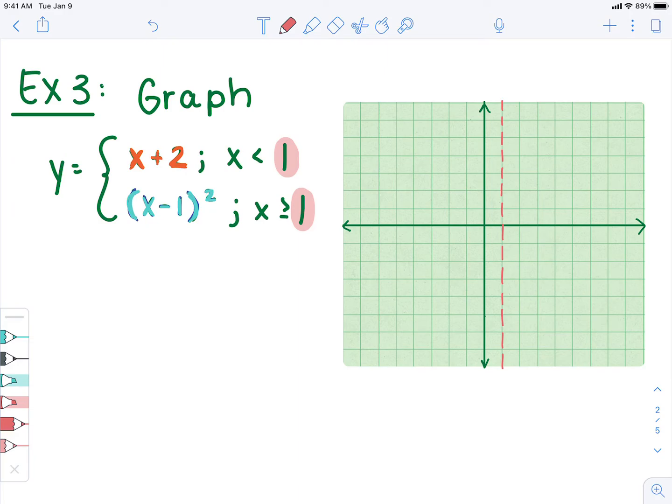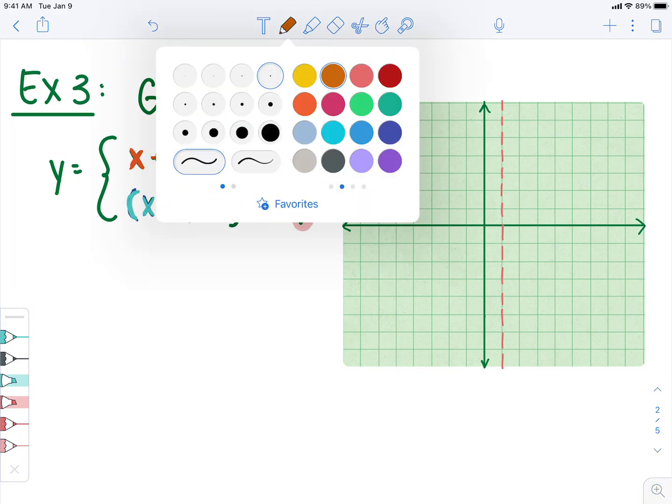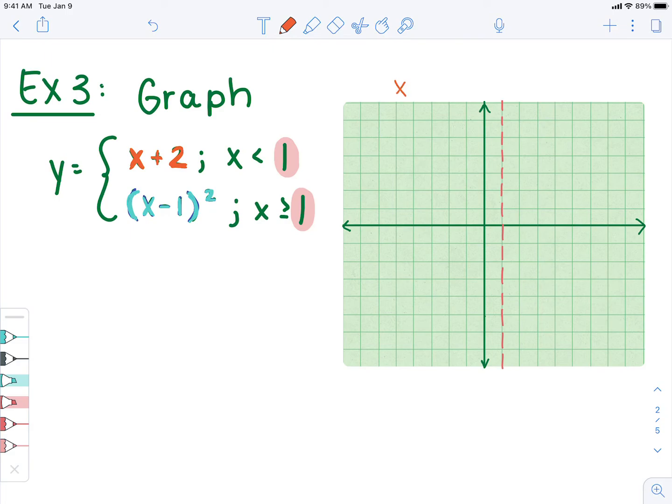And then I'm going to say, okay, which piece goes where? I have x plus 2 when x is less than 1. So since it's an x plus 2, x plus 2 is going to go on this side because these are the numbers less than 1. X minus 1 squared is going on the right side because those are the numbers bigger than 1. And I'm getting that by looking at the inequalities. The inequalities told me what side to pick. So then I'm going to make a table for each of those, and then I'm going to plot them.